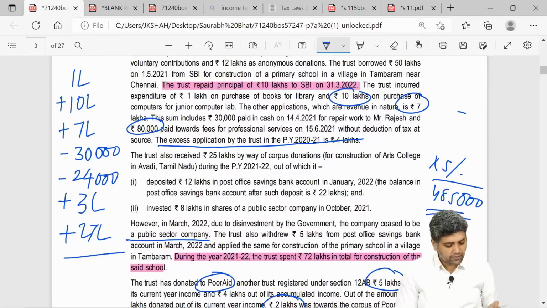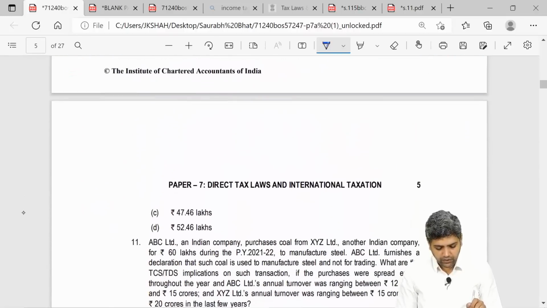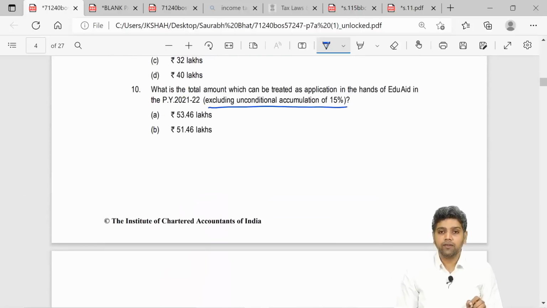That is 1 lakh plus 10 lakhs plus 7 lakhs minus 30,000 minus 24,000 plus 3 lakhs plus 27 lakhs, that comes to 47 lakh 46,000. That would be the application of income, 47 lakh 46,000. Answer to question number 10. I hope this question was clear to everyone.